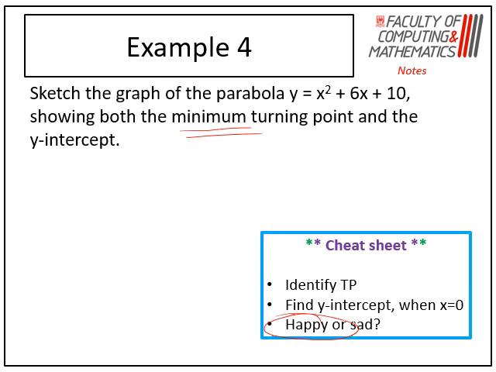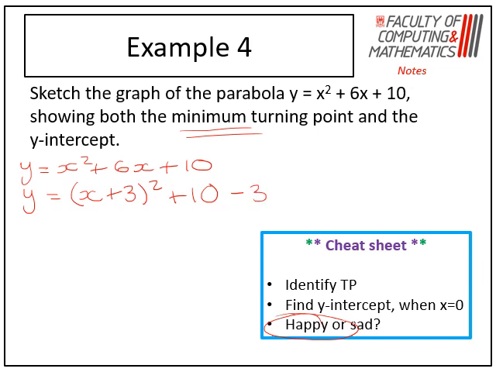The only difference with this one is that it's not in the format that you want. So we've got y is equal to x squared plus 6x plus 10. You're going to want to complete the square on that first of all. Completing the square we've already met. So we've got x plus 3 all squared plus 10, and then take the 3 squared off. 3 squared makes 9, 10 take 9 gets you to 1, so we've got y is equal to x plus 3 all squared plus 1. From there you can then do turning point and y-intercept.